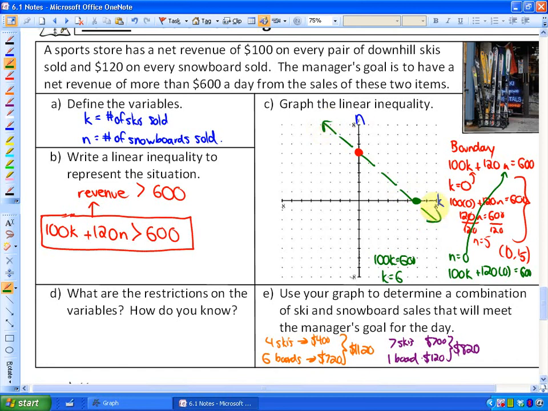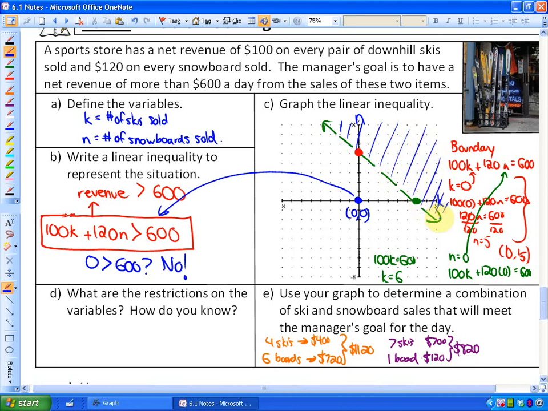We're getting the same problem here. And if we use a test point, like we've done in previous lessons, if we test 0, 0 in here, you're going to get, is 0 greater than 600, and that would be no. So you'd shade the opposite side. And the last thing to do here is apply the restrictions. So part D says, what are the restrictions on the variables? The restrictions would be whole numbers. Or in other words, there has to be a whole number of skis and a whole number of snowboards. It's another way to write it.